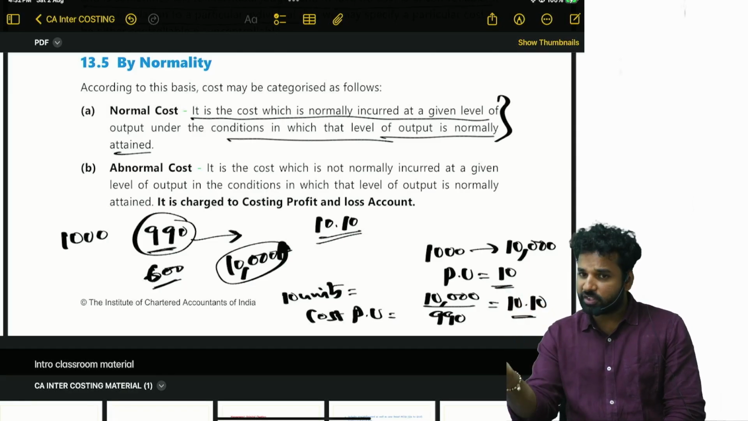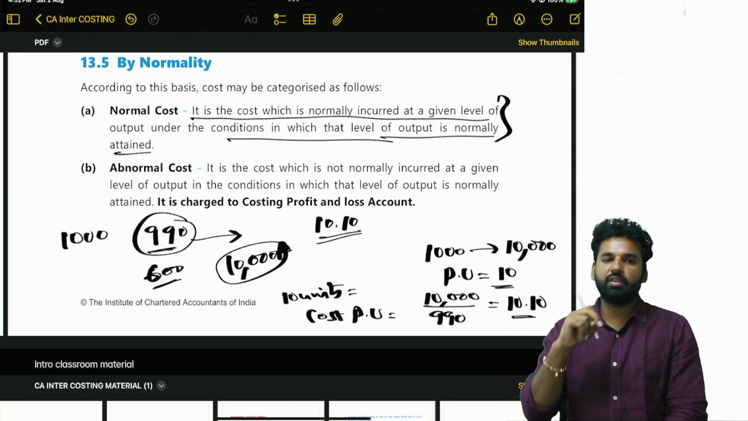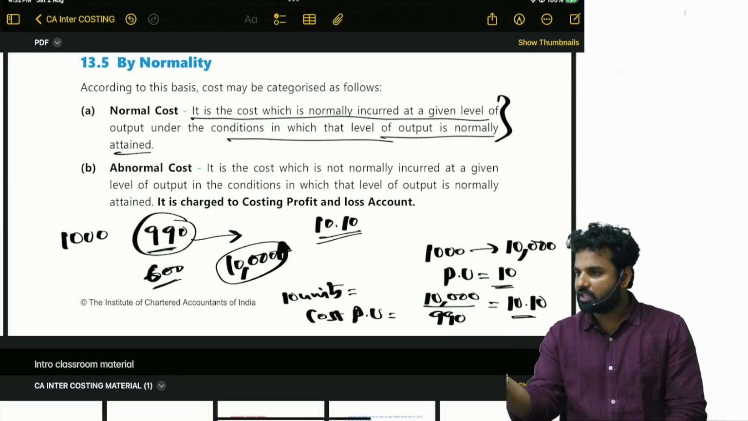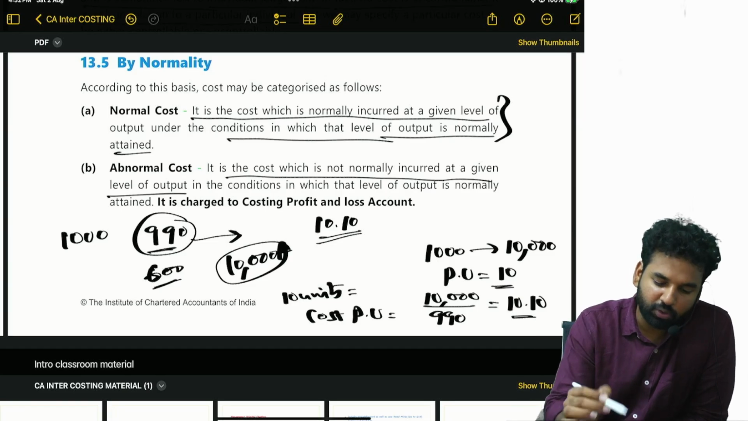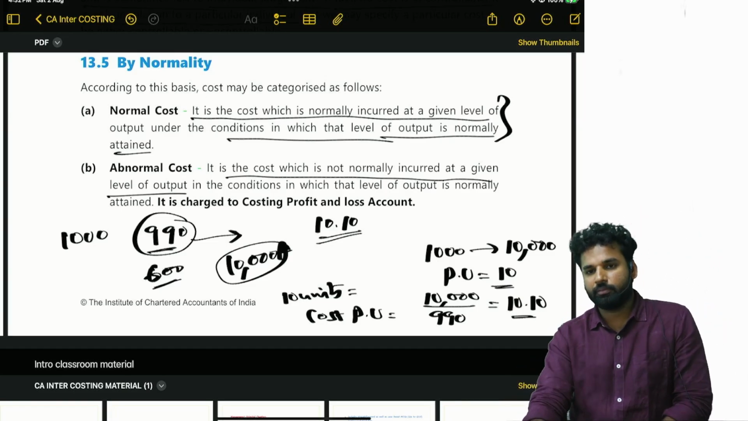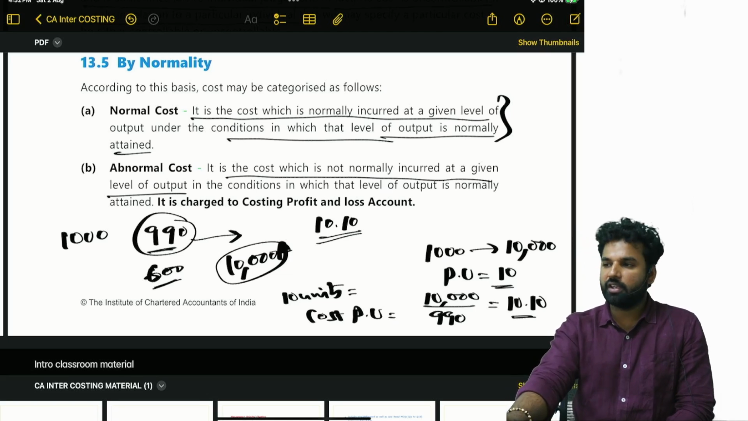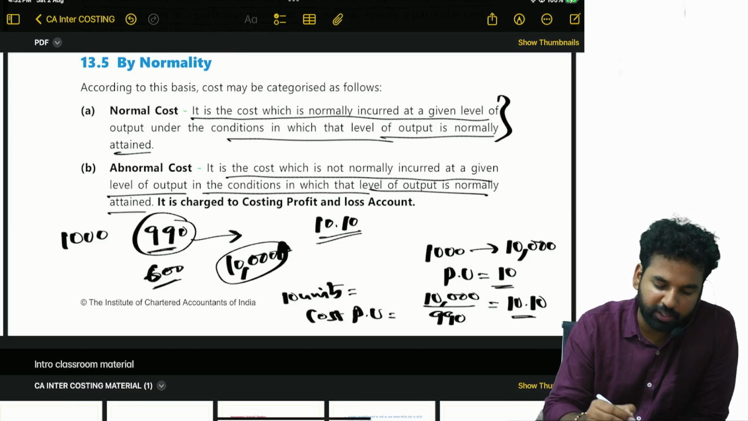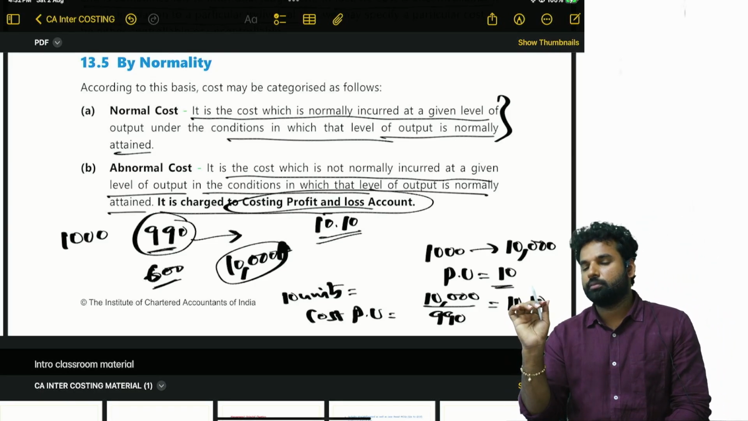Whenever there is an accident, you lose all of it. In that loss, if you want to cover the cost, you cannot. That is an abnormal loss which shall be charged to P&L. That is what is called abnormal cost. It is a cost which is not normally incurred at a given level of output. It is not a general cost; it is in different circumstances. It is charged to P&L.